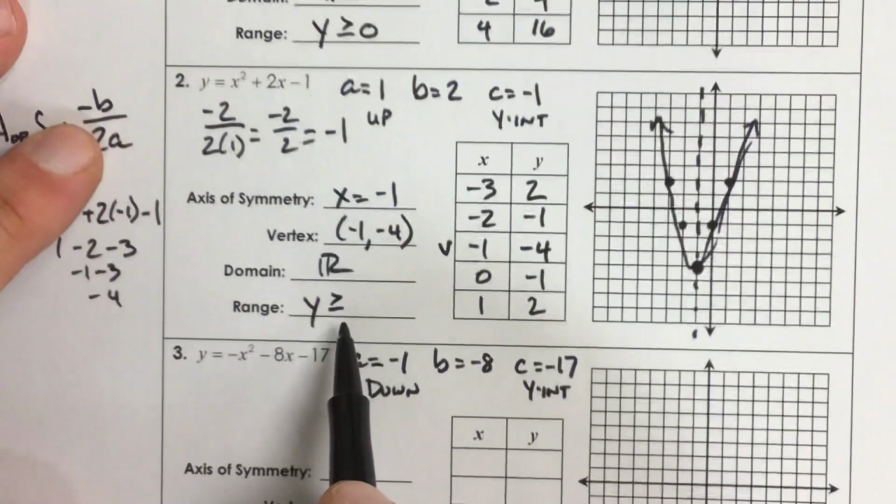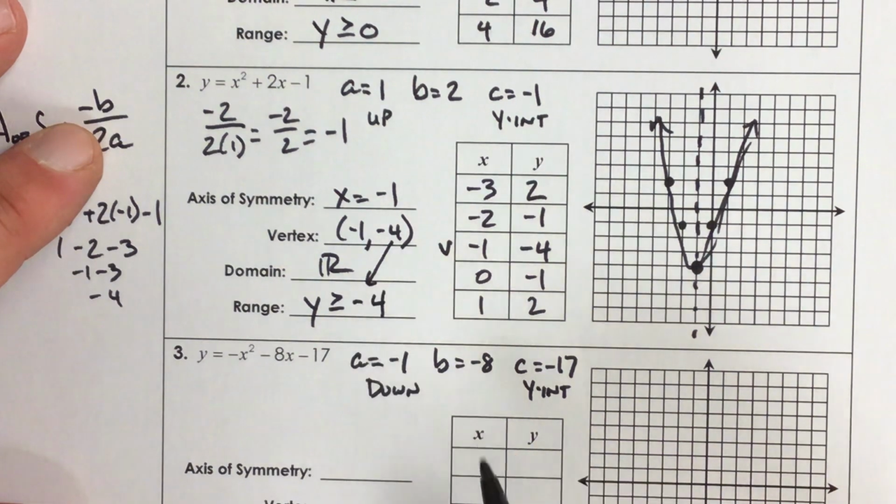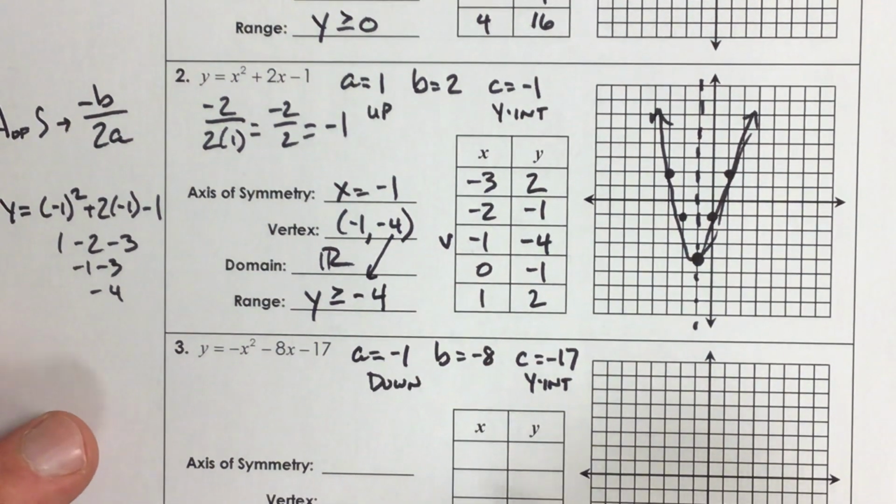Oh, we forgot the range up here. Remember that this is, then we drop that down, so negative 4. All right, my fault.